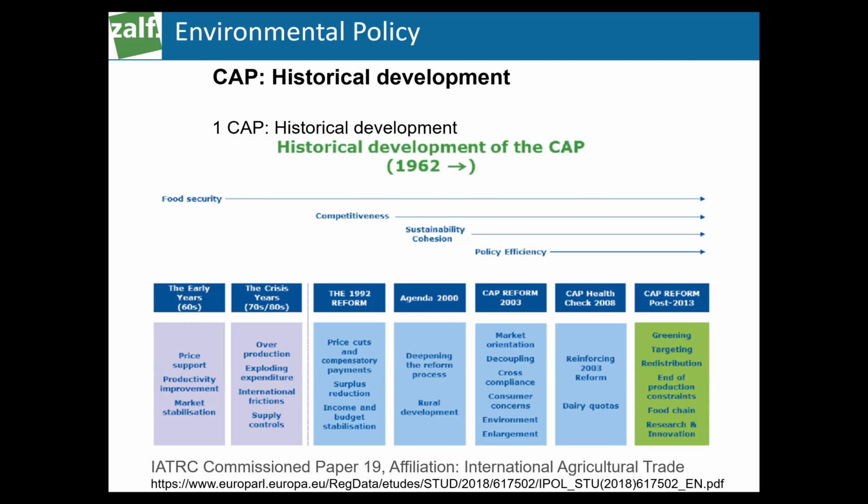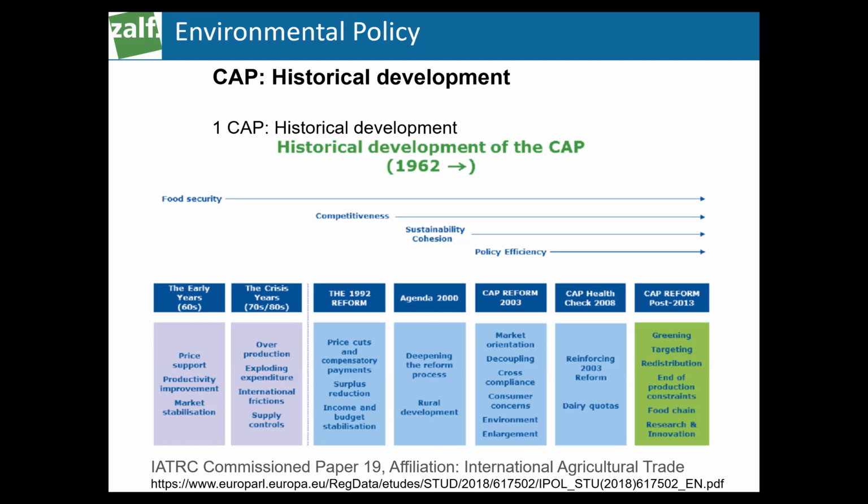That means there was a certain crisis of overproduction and exploding expenditures, and this high support said we need a reform. That was 92, with price cuts and compensatory payments. That means the payments were normally paid per quantity, per ton of cereals there was a subsidy. And there was a change, we call it decoupling, from the quantity to the area. That means per hectare a certain premium was paid, and not anymore for the crop itself.